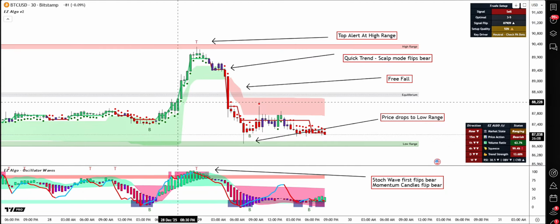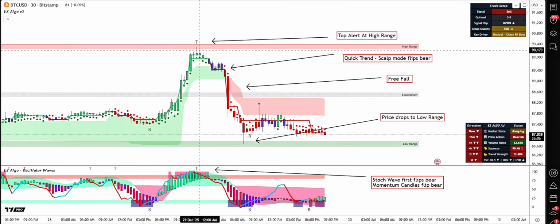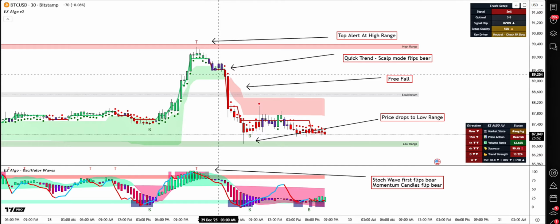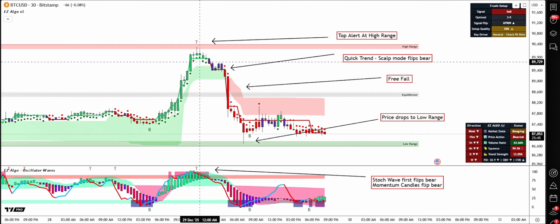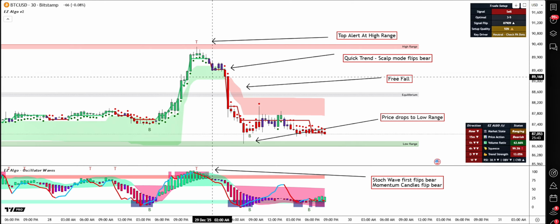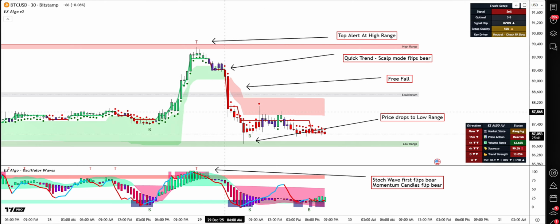So for example here, price spiked up, hit our high range. We had a top alert. Our Stotch wave was the first to tell us that this move is going to be corrective by flipping bearish right here. Our trending candles started turning purple, which tells us that a reversal is attempting to take place. Our quick trend, which is this green and red line here, turned red. And what happened? Price just free fall right back down to our low range.